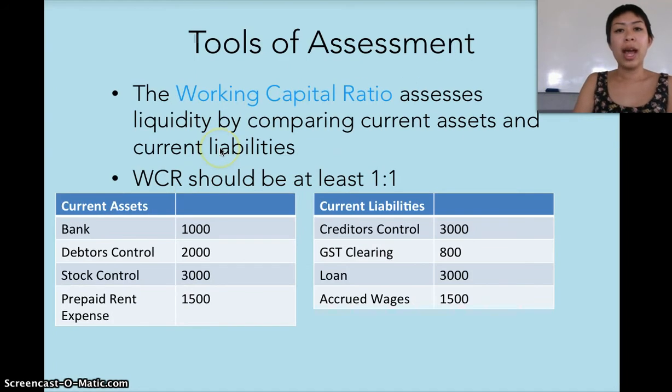We're going to look at the working capital ratio first. It basically assesses liquidity by comparing current assets with current liabilities. As a guide, it should be at least 1-to-1. So here we have the current assets we looked at before and some current liabilities.